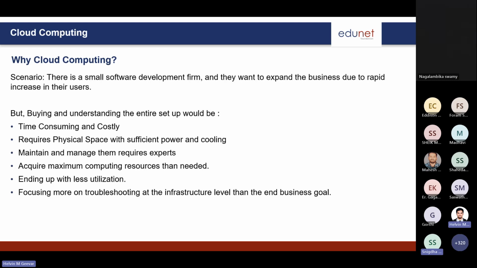So also we need a lot of physical space and power and cooling systems. As we know, any computing device generates a lot of heat. So cooling is an essential part of the system to make it work properly. And we need to maintain and manage them. So for that, we need people. We need network administrators. We need other experts, cloud engineers, etc.